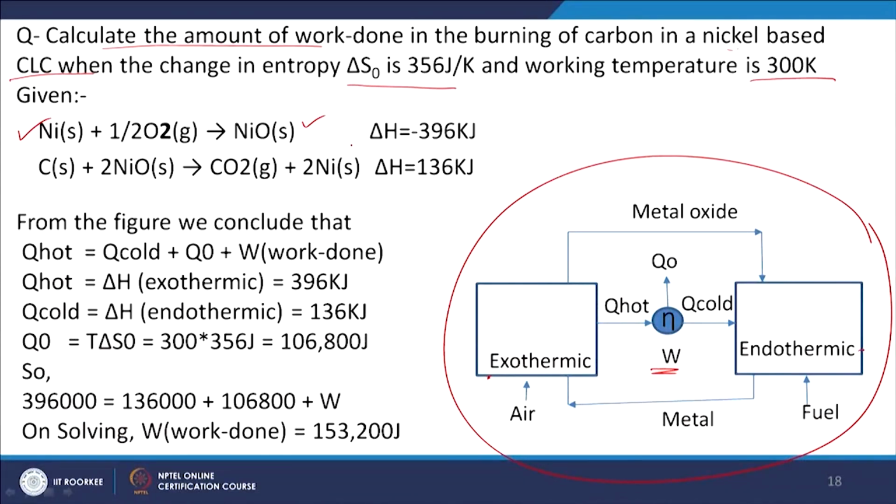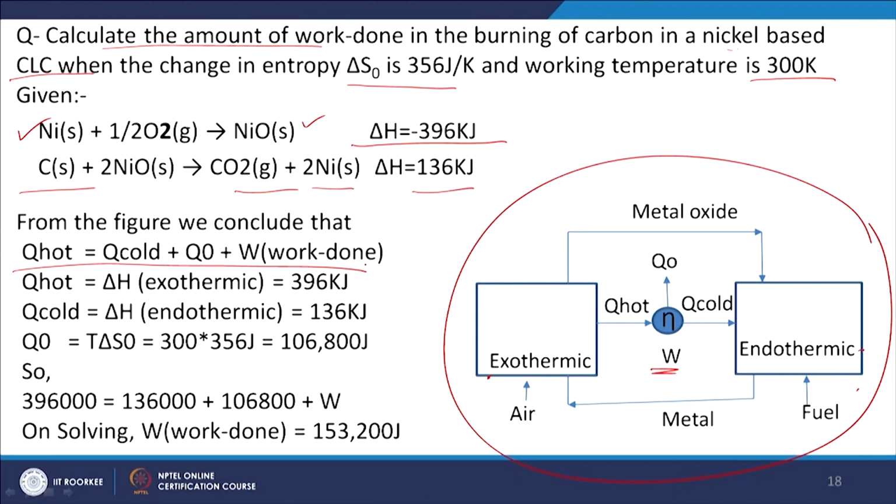So, here nickel will be oxidized to NiO, with delta H equal to minus 396 kilojoule, and in this, carbon will be converted with NiO to CO2 plus nickel. This reaction is 136 kilojoule. Then how will we get Q hot, that is equal to Q cold plus Q0 plus W, as we have discussed. So, Q hot is equal to delta H exothermic, that is 396 kilojoule, and Q cold is delta H endothermic, 136 kilojoule, and what is Q0?